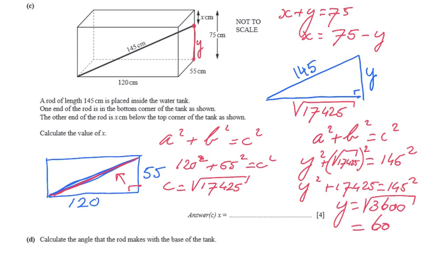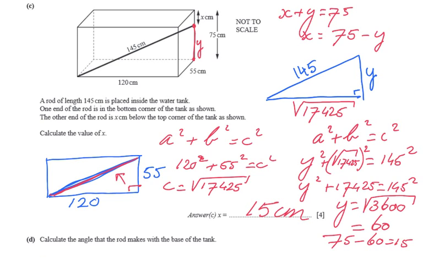So what is X? X is going to be 75, take away 60, and that will be 15. Okay, so 15 centimeters. All right, there we go. 75, take away the 60, so 15 centimeters. Now, hopefully that is clear.